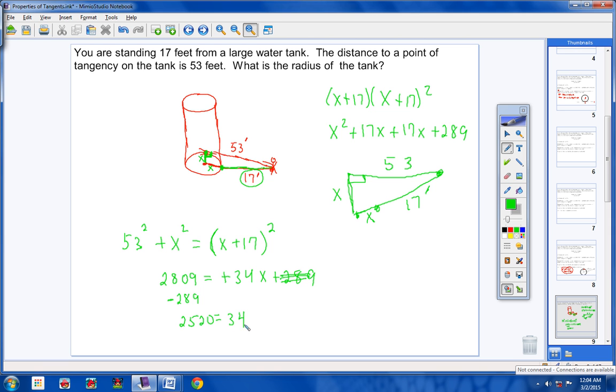And then you're left over with 34x here. Divide both sides by 34, and you're going to get approximately your x, your radius, is going to equal 74.1 feet. That's a really good problem.